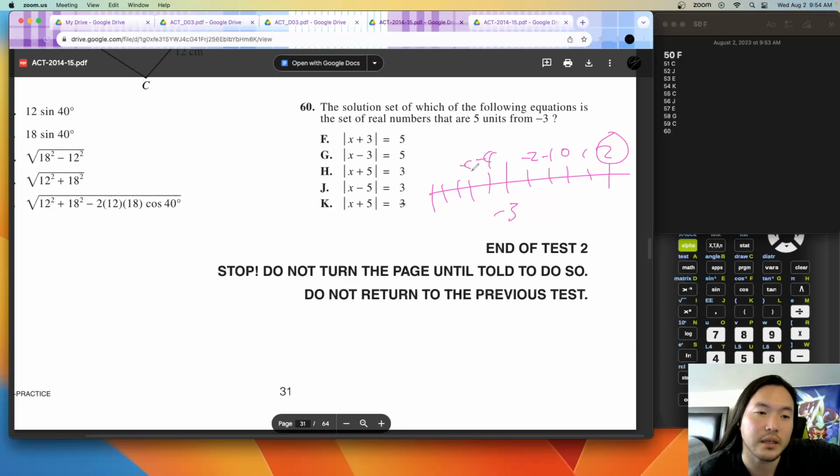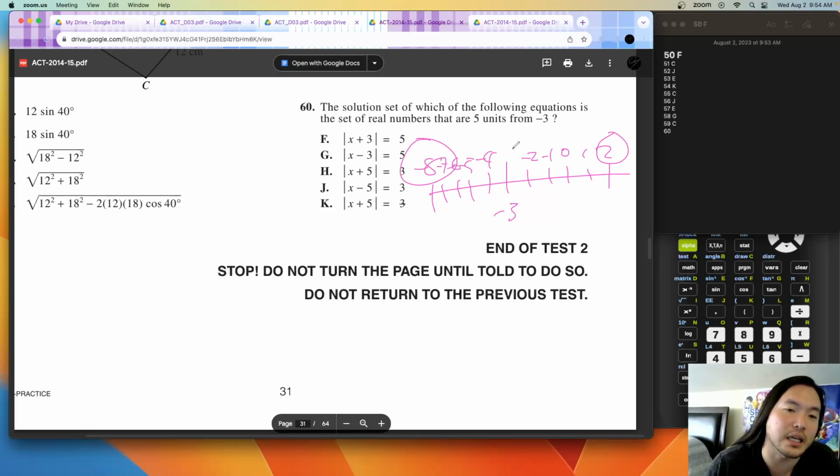This is negative 4, negative 5, negative 6, negative 7, negative 8. So we're looking for negative 8 and 2, right? Here I'm just going to start plugging in negative 8 and 2 and see what happens. 2 definitely works here. Negative 8 also works here. Correct answer is F.